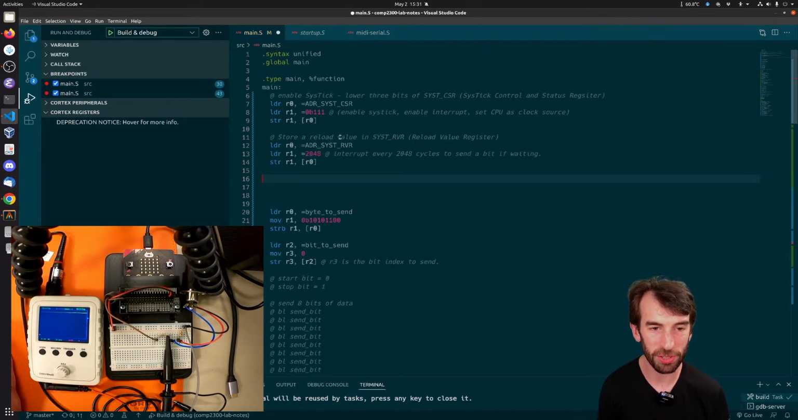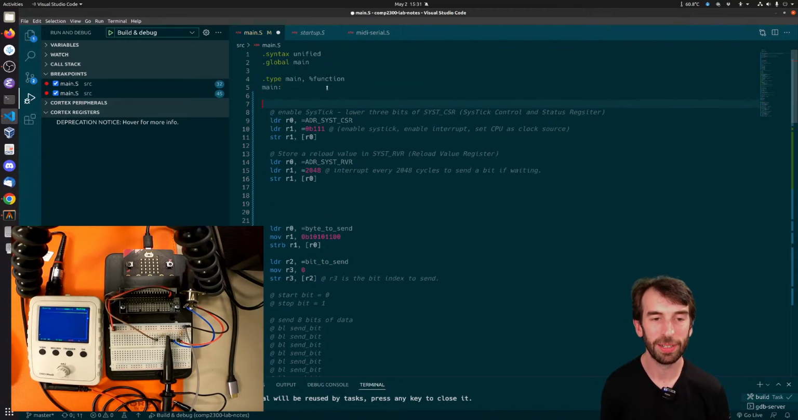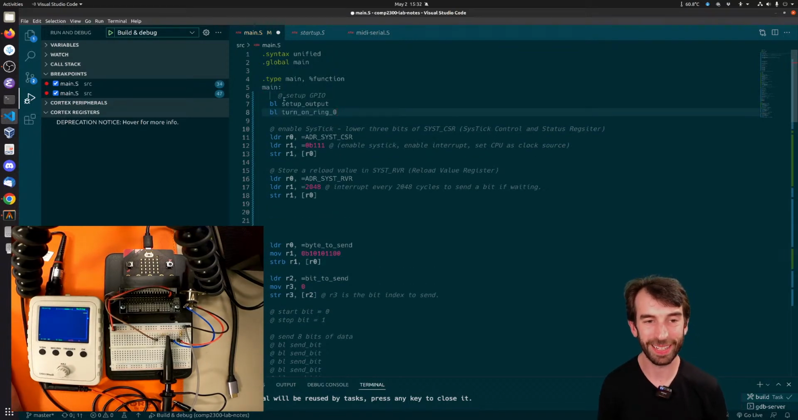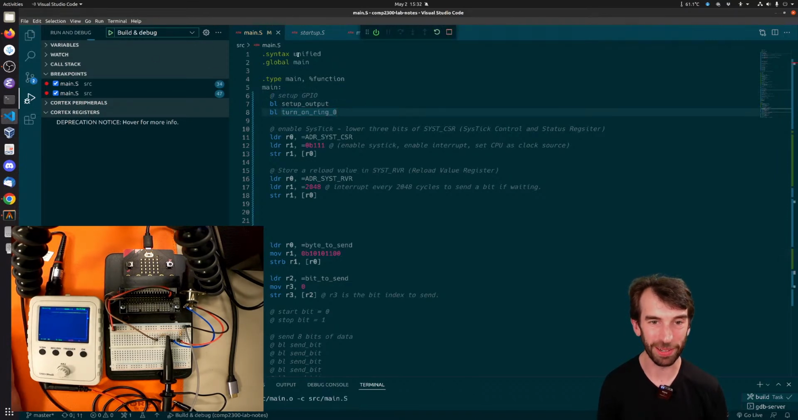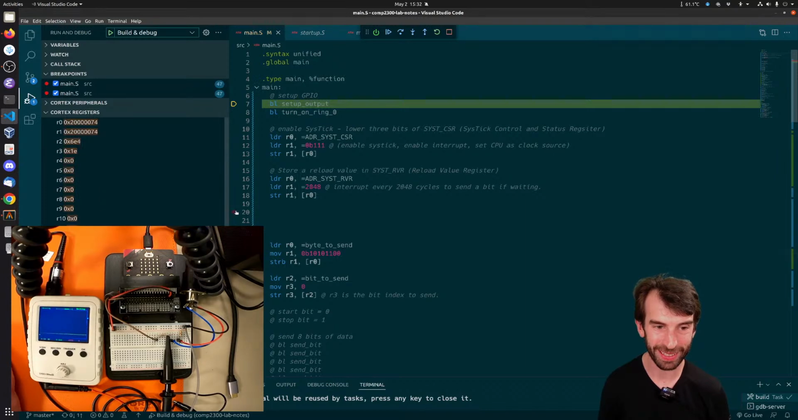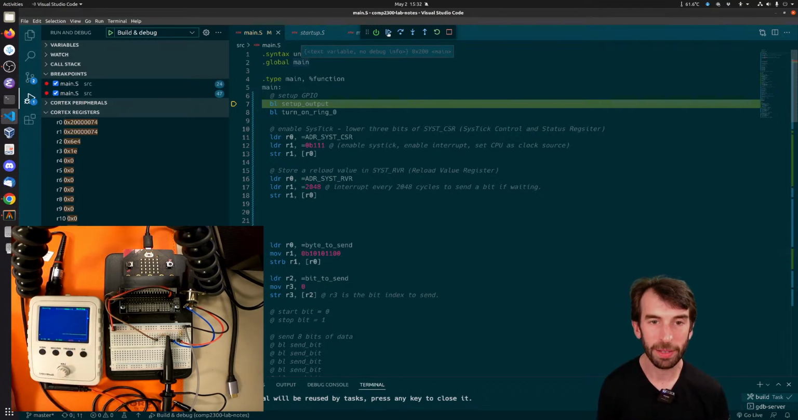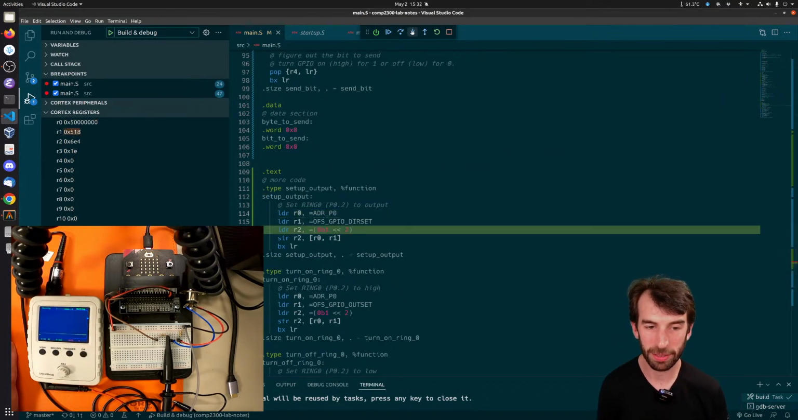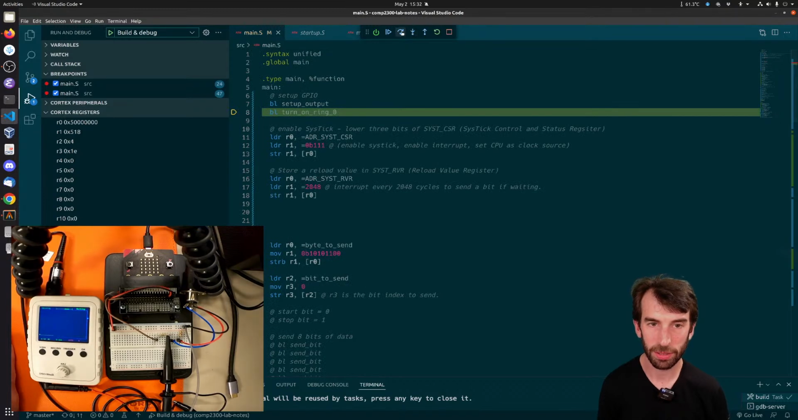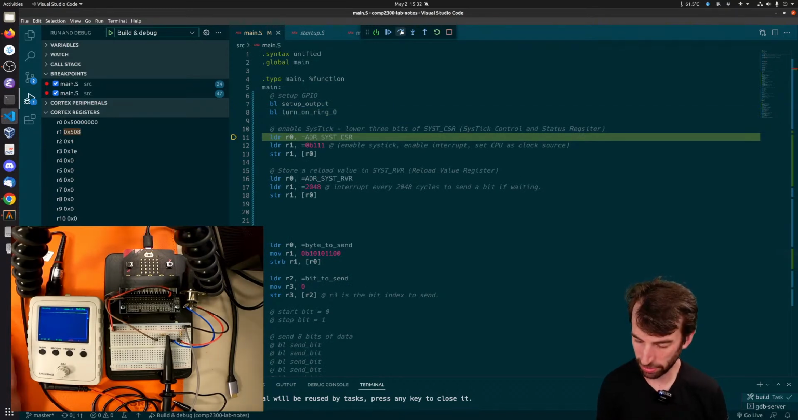I might set up the GPIO first, because I'm going to have to do something on my oscilloscope. I told you this was going to be a tricky demo. That's why I set a whole hour to do it. Yeah, set up my GPIO. Turn on ring 0. That's turned on.